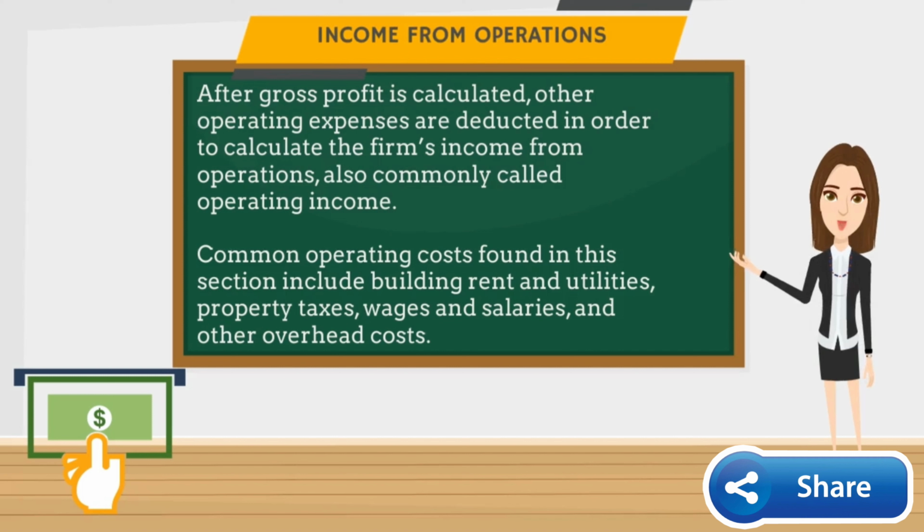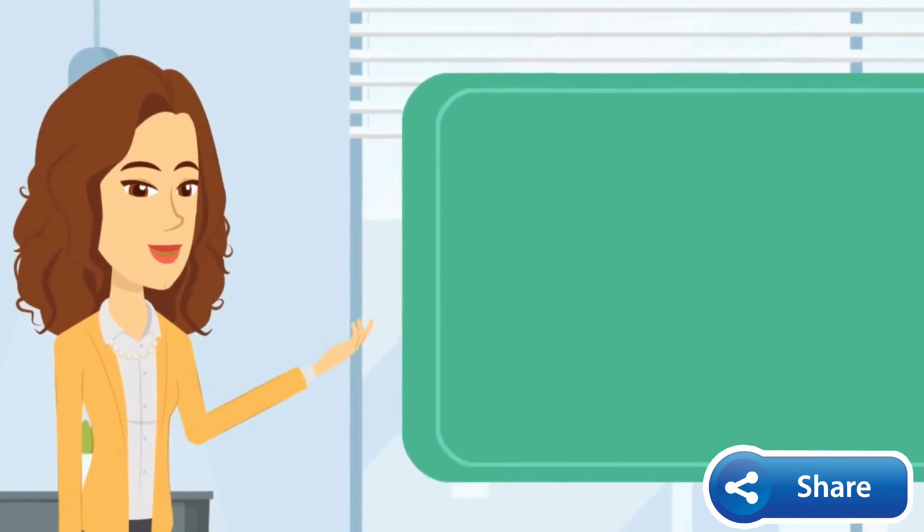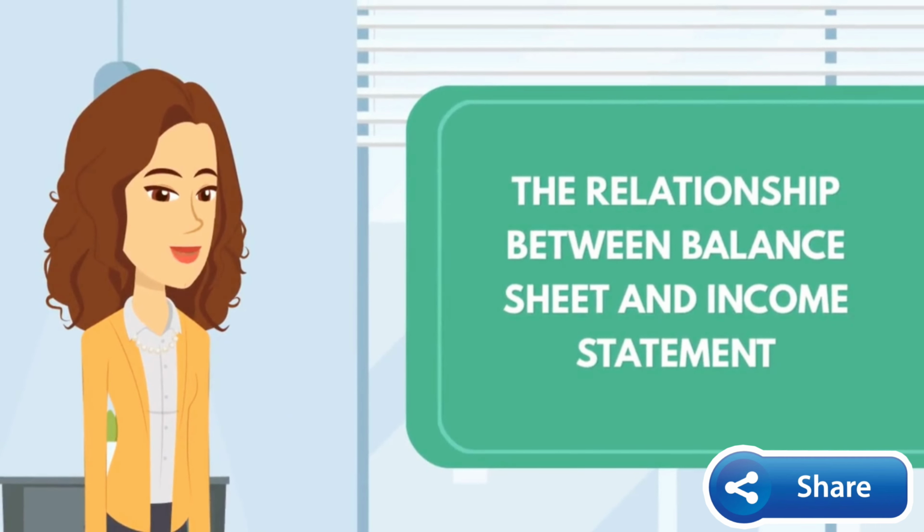After gross profit is calculated, other operating expenses are deducted in order to calculate the firm's income from operations, also commonly called operating income. Common operating costs found in this section include building rent, utilities, property taxes, wages and salaries, and other overhead costs. The relationship between balance sheet and income statement.